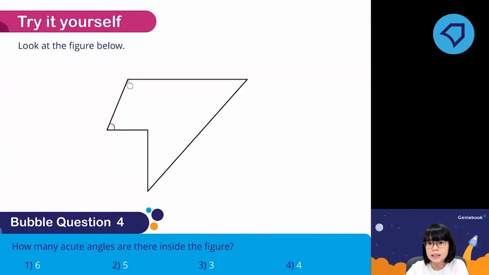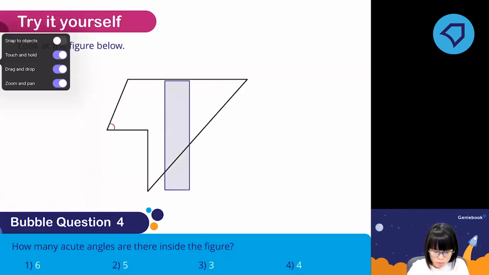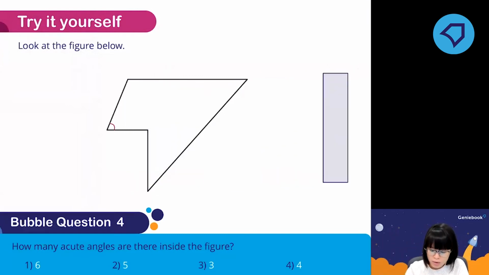Number two, is this an acute angle? Yes or no? No, right? Because it's wider. If I were to put my ruler here, ta-da, you notice that the other line extends away from the ruler. Number three, acute angle. Yes or no? Yes, excellent job. Number four, acute angle. Yes, this is also an acute angle.